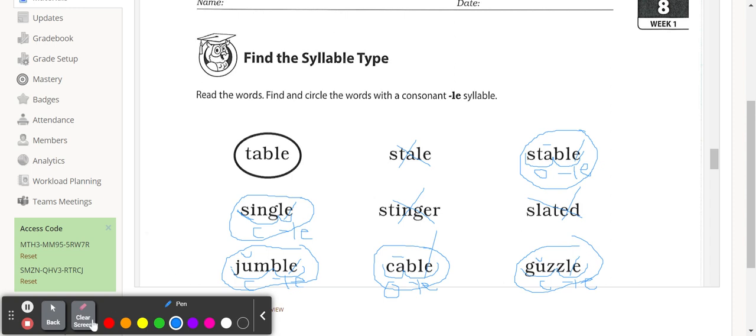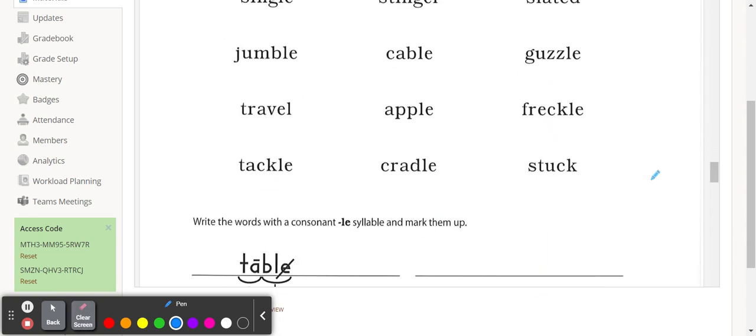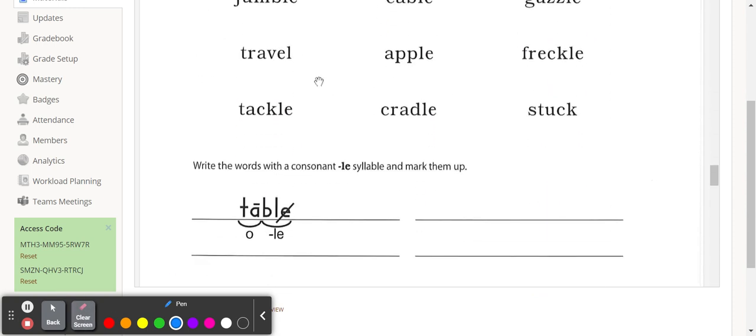Okay, I'm going to clear my screen here so I can scooch down. We have a couple more rows here. Travel does not have consonant LE, so you can X that one out. Apple does, though. Here's the consonant LE, so circle. We have app and pull. App, that's a short A that's closed in. Pull is consonant LE. And cross off that silent E.